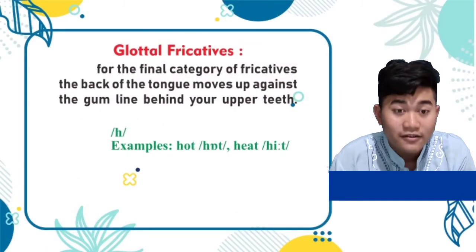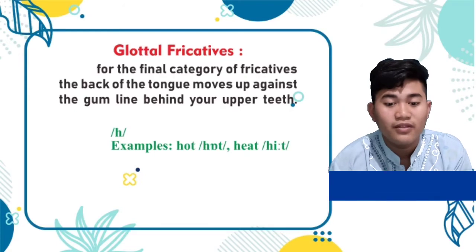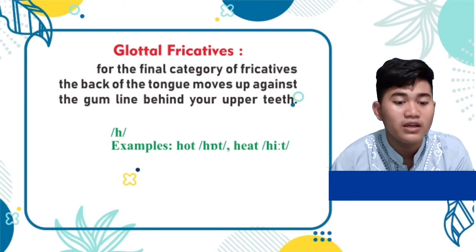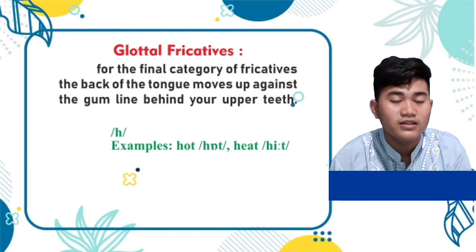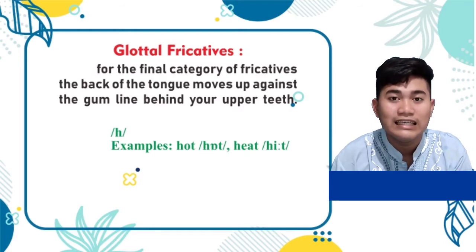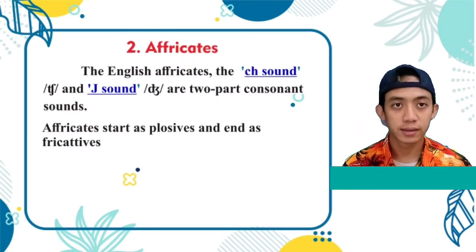Next, glottal fricatives. For the final category of the fricatives, the back of the tongue moves up against the gum line behind your upper teeth. The examples: hot, heat. Thank you. Let's move to the next topic.